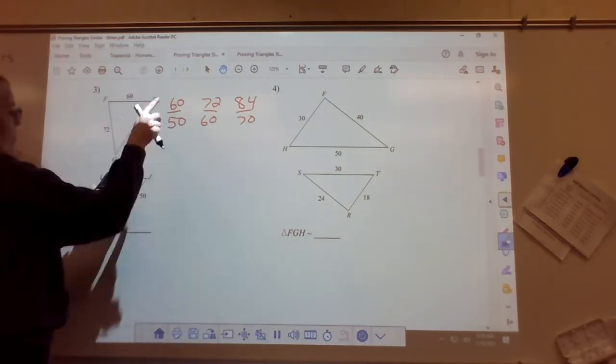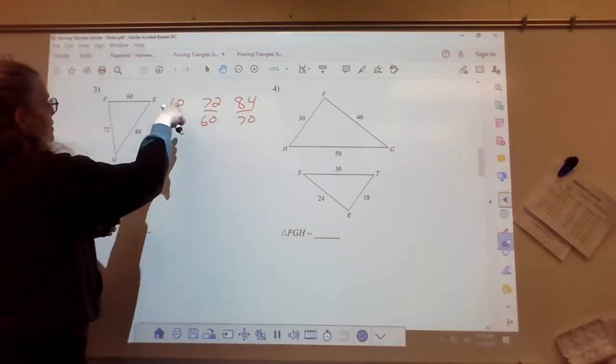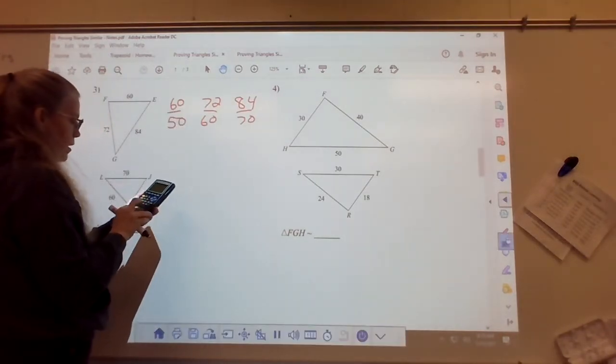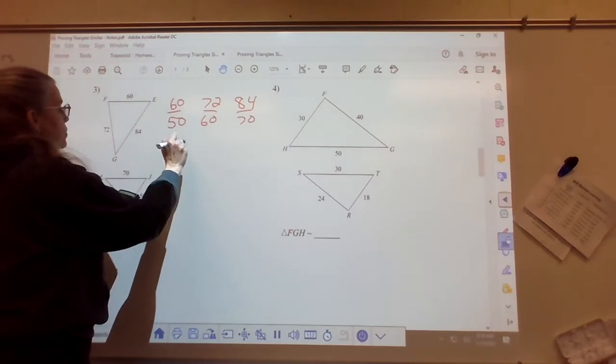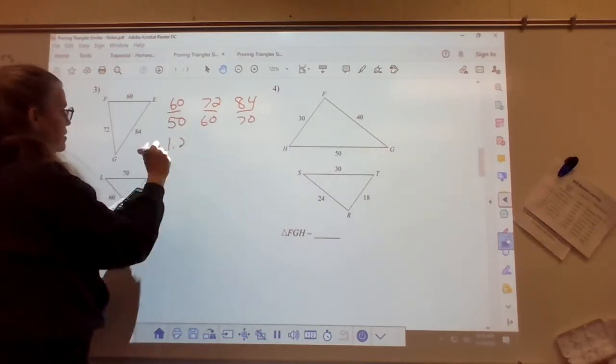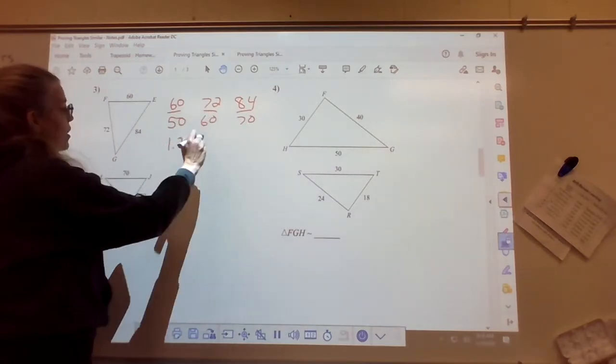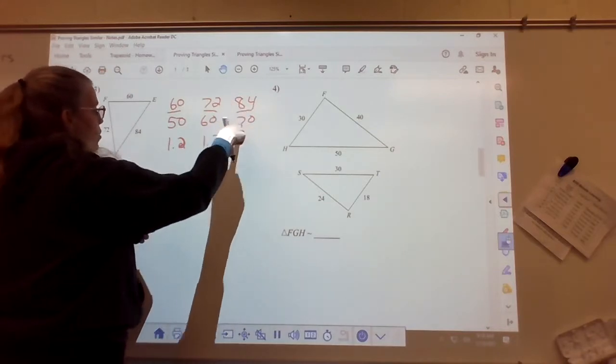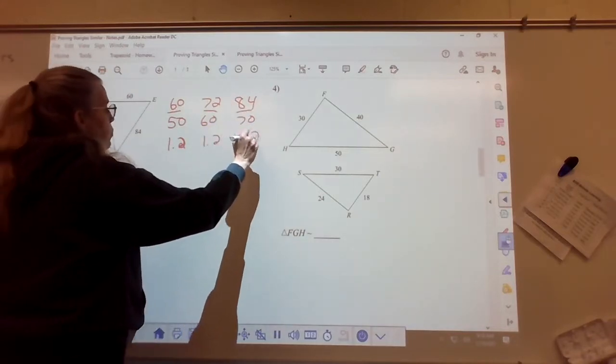So now, I'm going to use my calculator. 60 divided by 50, I get 1.2. 72 divided by 60, I get 1.2. 84 divided by 70, I get 1.2.